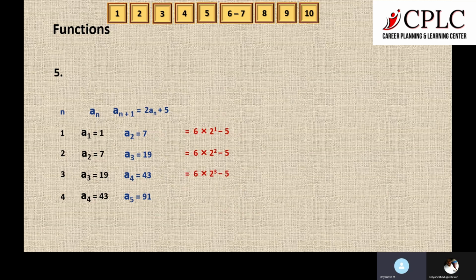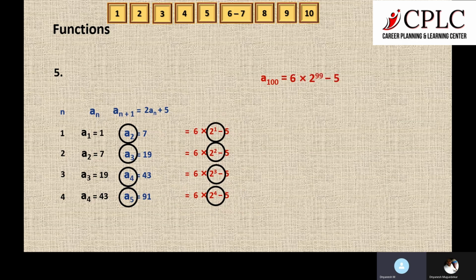So clearly you understand the pattern. Power of 2 is 1 less than the index of a that we are finding out. So for a4 it will be 2 raised to 3. For a3 it will be 2 raised to 2. For a2 it will be 2 raised to 1. So obviously for a100 it will be 2 raised to 99. So the value of a100 will be 6 into 2 raised to 99 minus 5, which is option 4. Purely pattern finding.